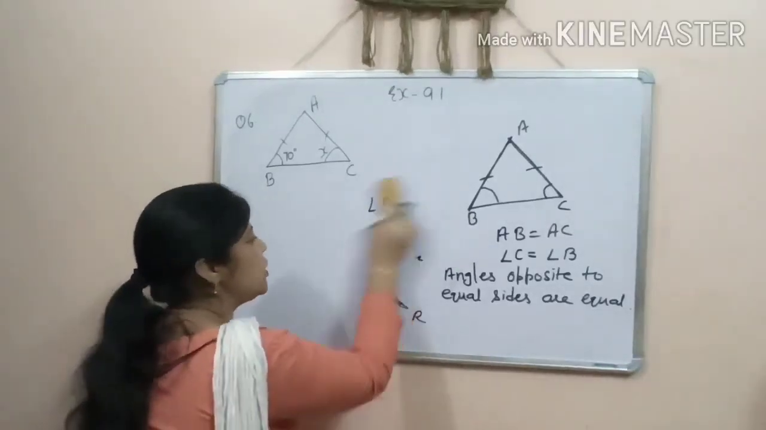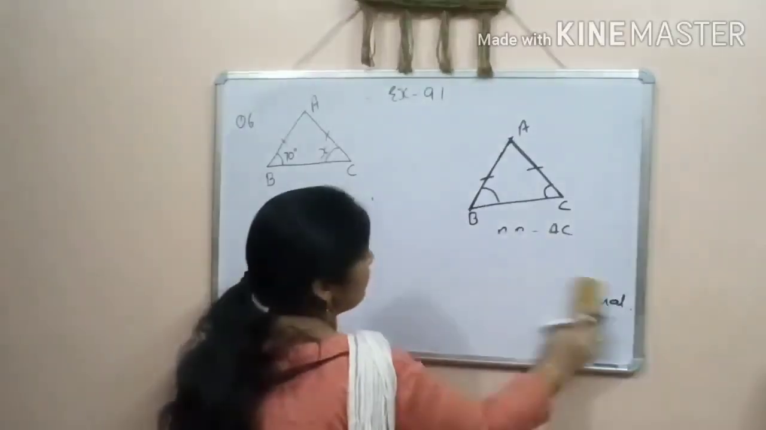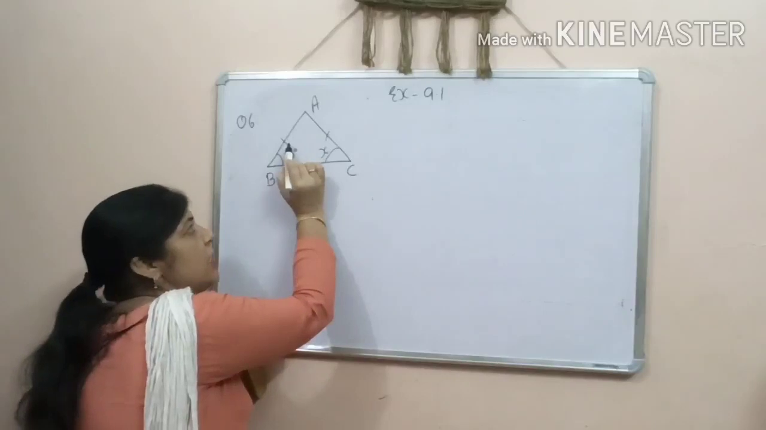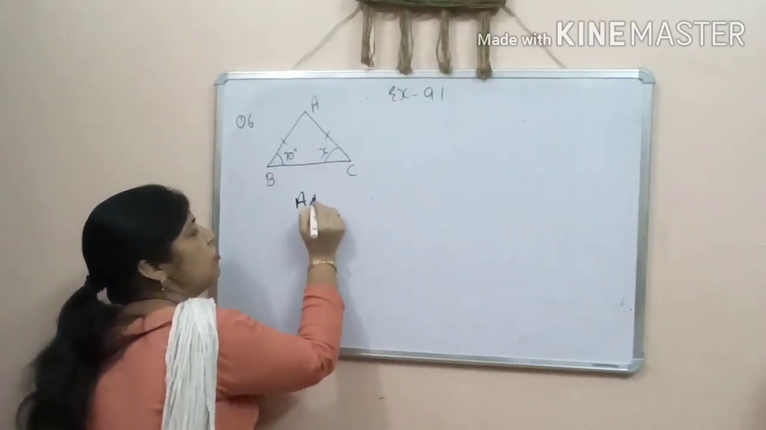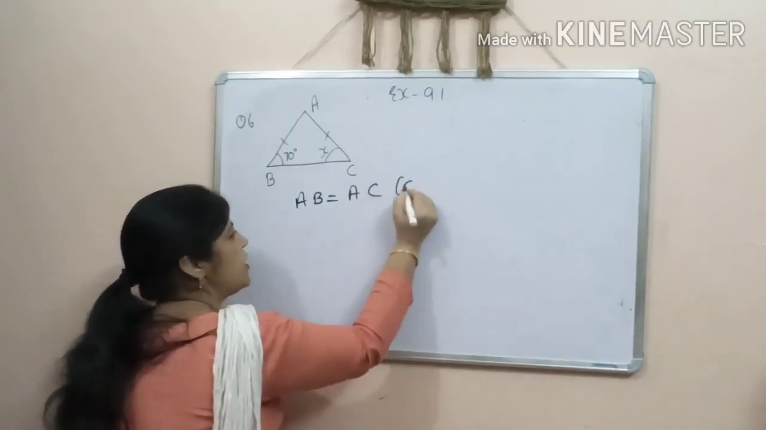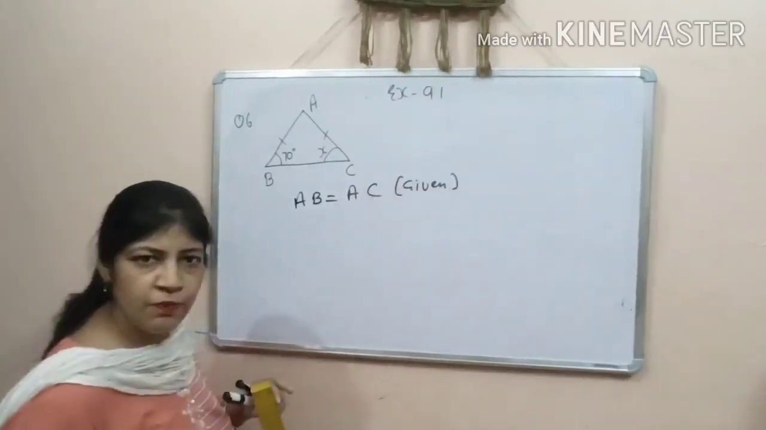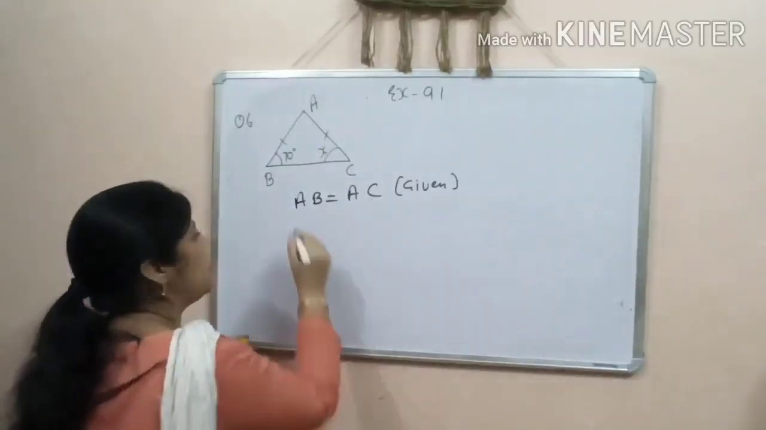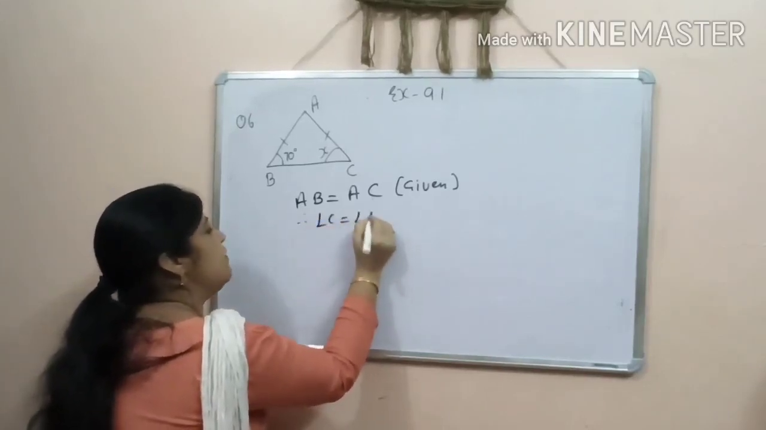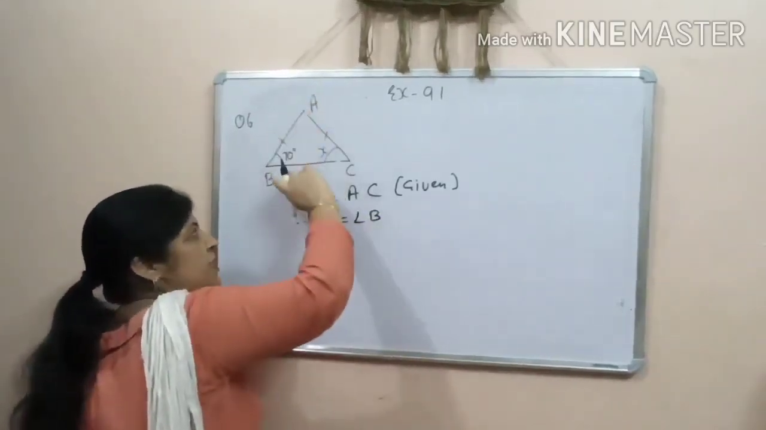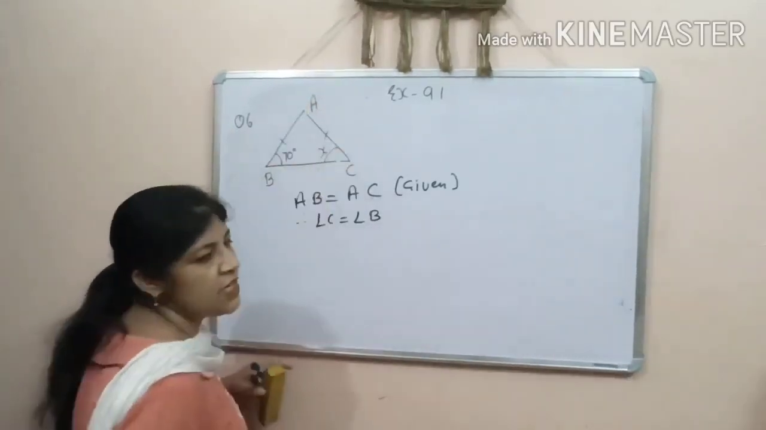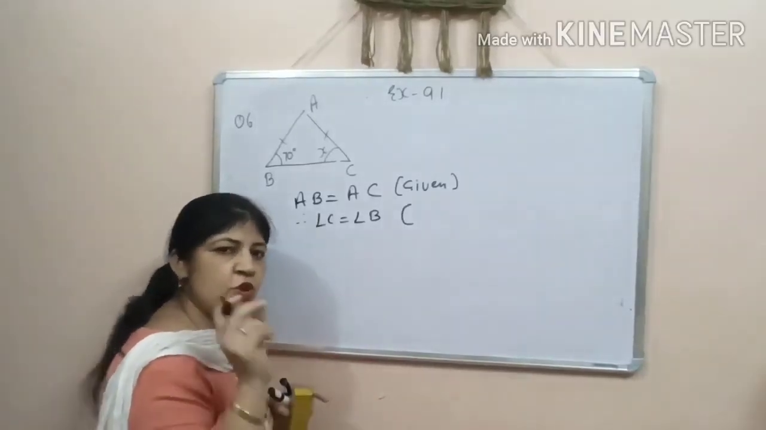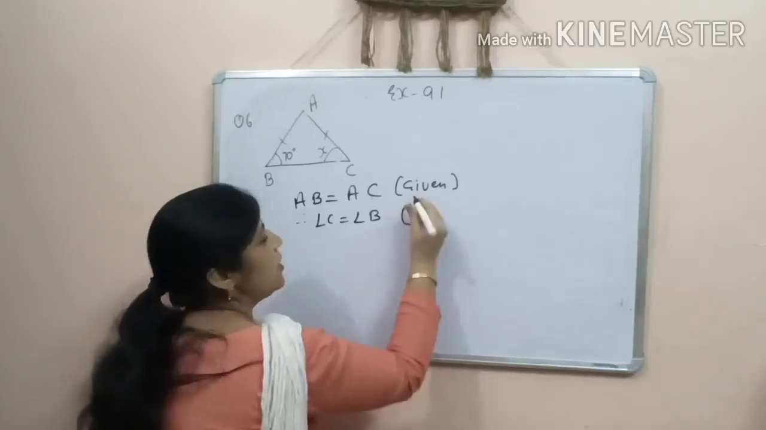Now we will use this property in solving this question. See, here this symbol shows that side AB is equal to AC. AB is equal to AC. That is given to you. So if these two sides are equal, their opposite angles will also be equal. So therefore angle C will be equal to B. Angle opposite to AC is B and angle opposite to AB is C. But you have to write the reason. In geometry, you have to write the reason of each and every step. So what will you write?